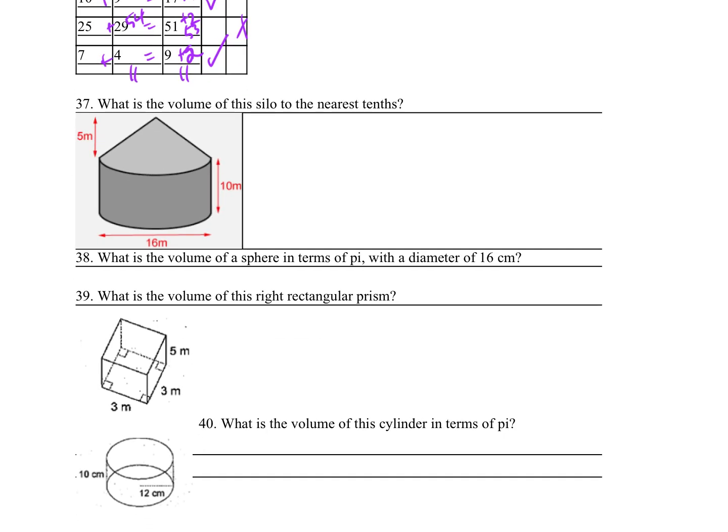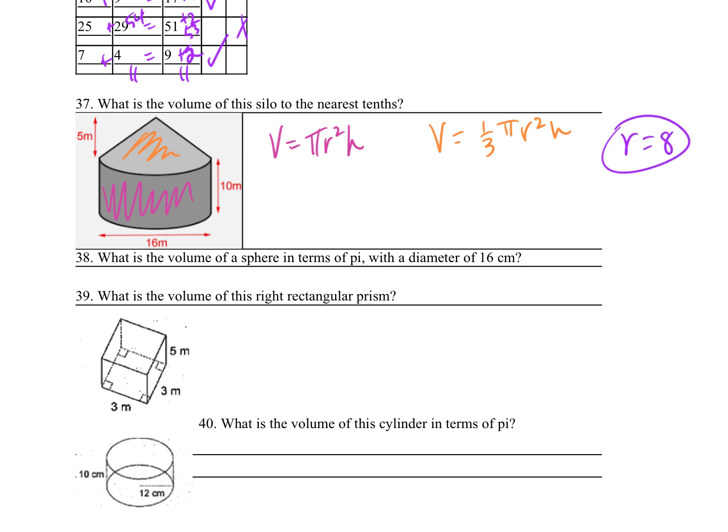The volume of this silo, so I have to find the volume of 2 different pieces. The first piece is the cylinder at the bottom. So the volume of a cylinder is pi r squared times the h, and then the volume of the cone that's on the top. So the volume of the cone is 1/3 pi r squared h. So r in both of these is the same. In both of these problems, r is 8, half of the diameter.